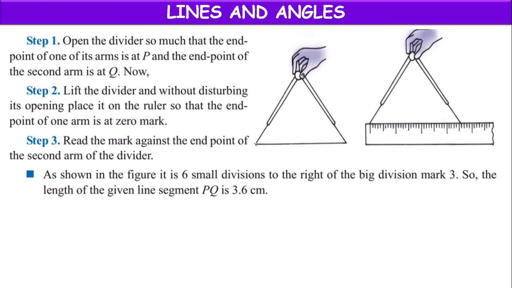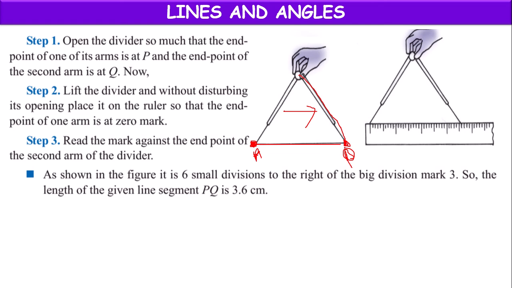So now we have to keep one end point of the divider on one end point of the line, and we have to stretch the other arm such that the other end point points exactly to the other end point of the line segment. Suppose this is P, this is Q. So now this is the length of the line according to divider.